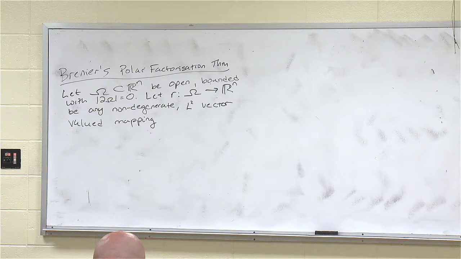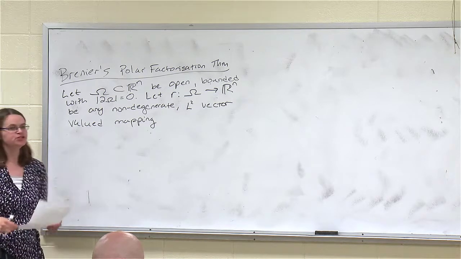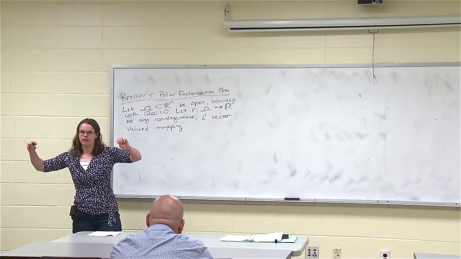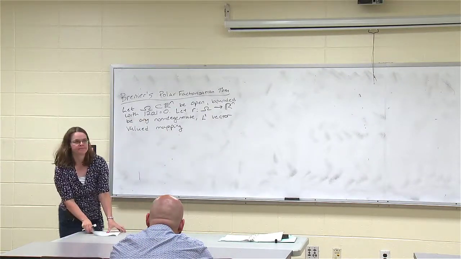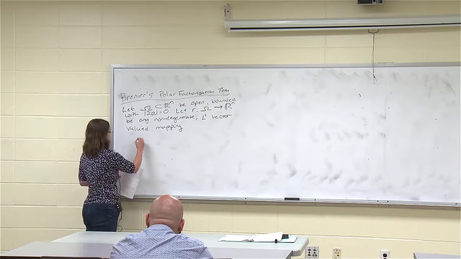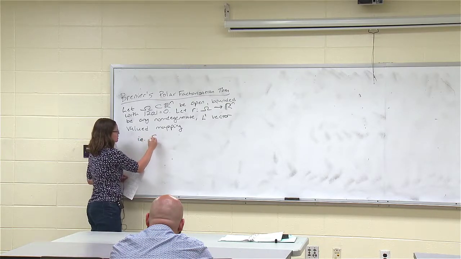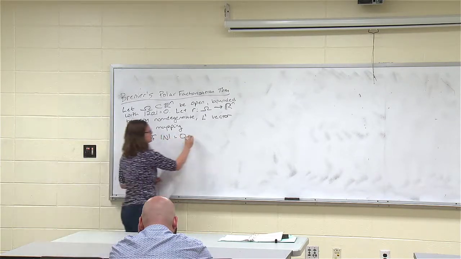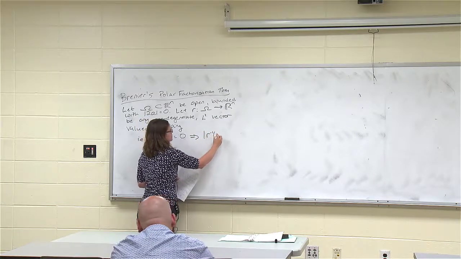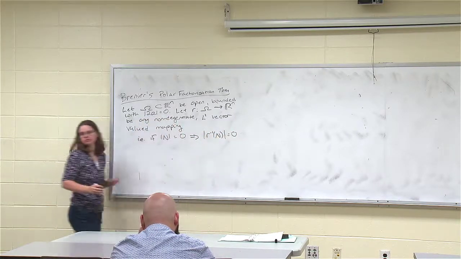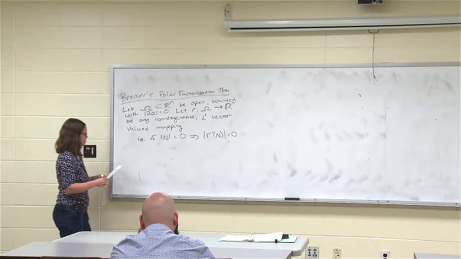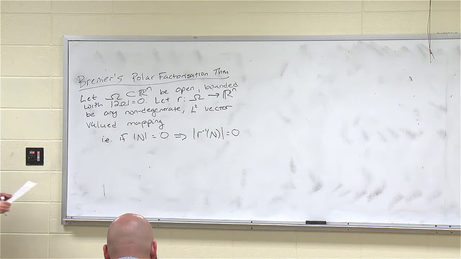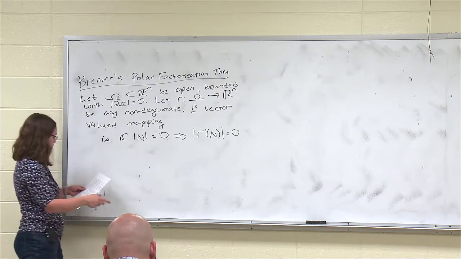Okay, what do I mean by non-degenerate? What I mean by non-degenerate is that we're not going to take a set that has zero measure and map it onto something that has positive measure. So in other words, if something has zero measure, then it originated from a set of zero measure. Okay, so that's what I mean by non-degenerate.